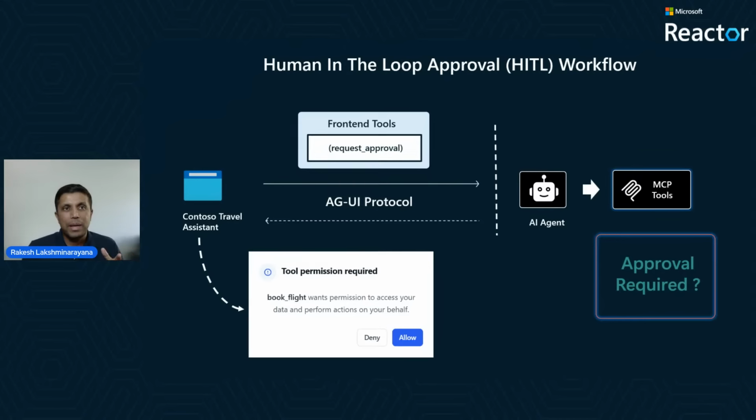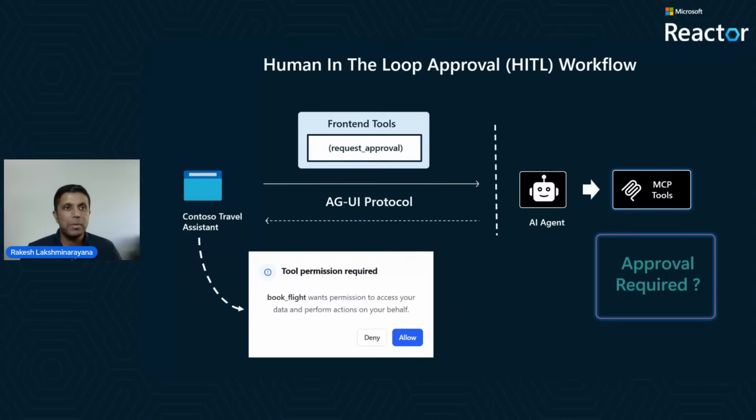Right. So this slide shows the steps that we took when approving the request for booking a flight. The front end has a tool called request approval, and this is actually sent to the backend. And the backend is now aware that there is a tool which it could use for the approval process. And when the agent needs it, it calls this tool, and this tool orchestrates the process in the front end, captures the response, and sends that back to the agent. And the agent can then decide whether to actually proceed with the tool call or not.